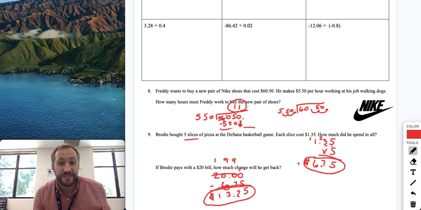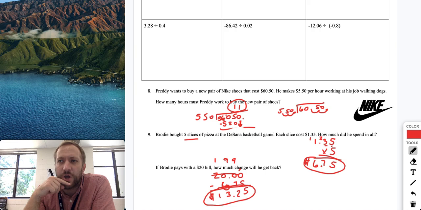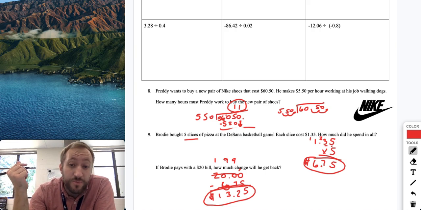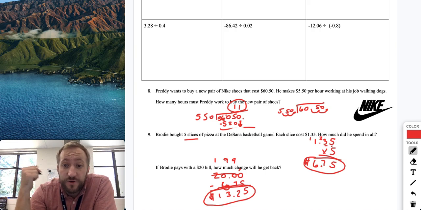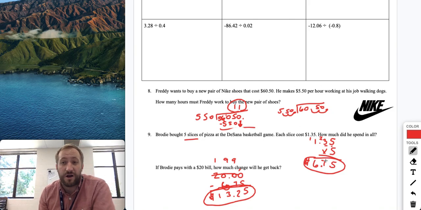Now, what's tough about these problems is that it doesn't tell you exactly what operation to do. You have to try and think about it and figure out what operation would go best here. And sometimes you might do the wrong one, and if you do, that's okay. Give it an erase and try a different one. If your answer doesn't make sense, then you probably did the wrong operation.